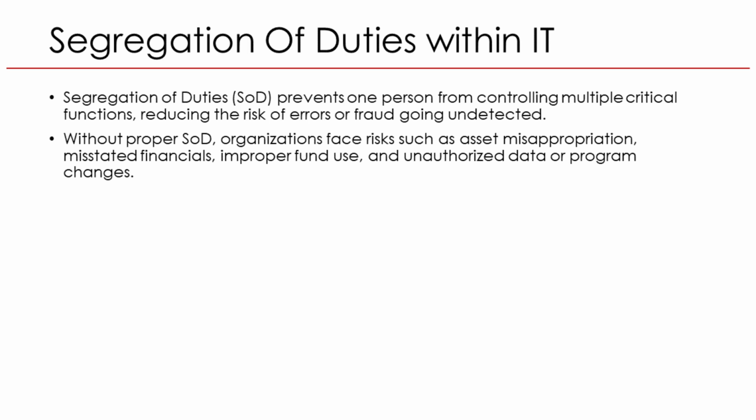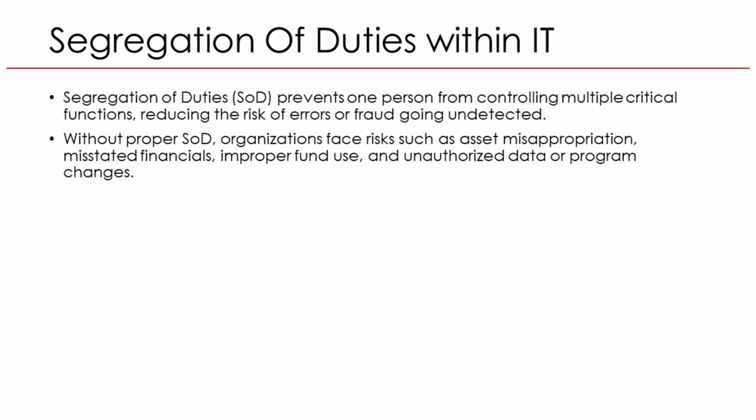Example 4. The operations manager should not be involved in application development or quality assurance testing. This ensures that production systems are only updated with properly reviewed and approved software.